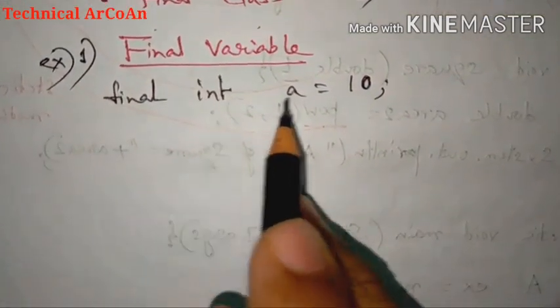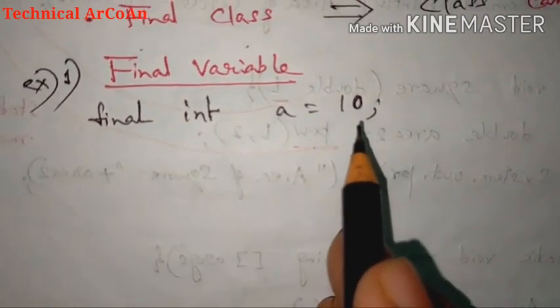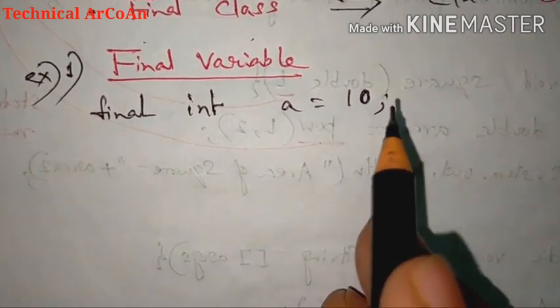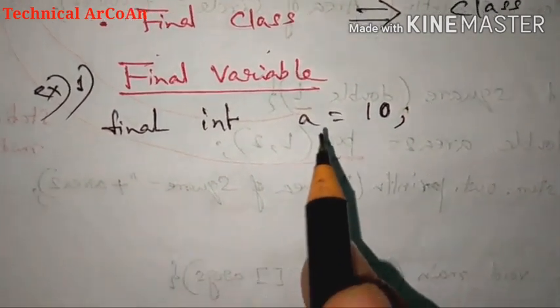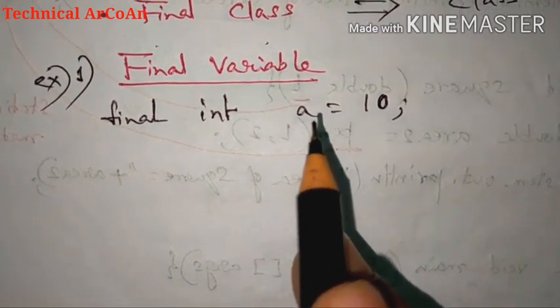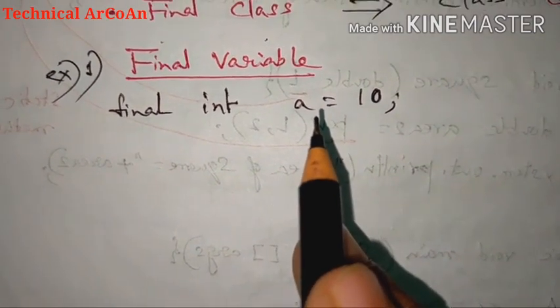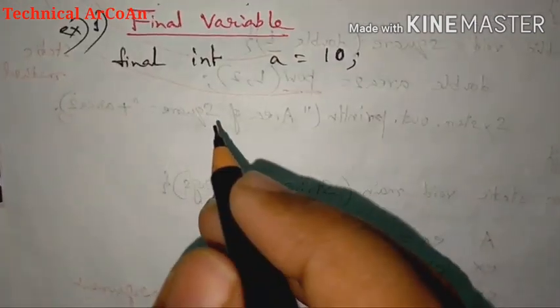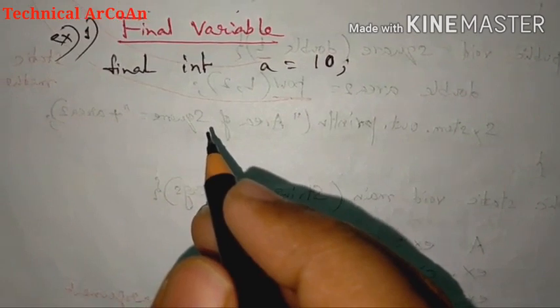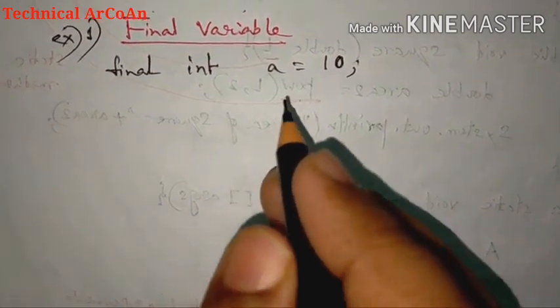final int a = 10. What does it mean? It means the value assigned to the variable a can never be changed. It means a is a constant. Okay? The final keyword can be applied to a variable like that.